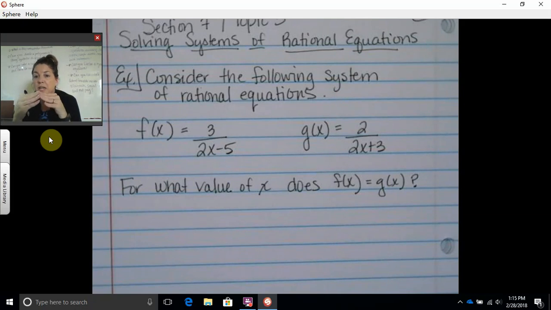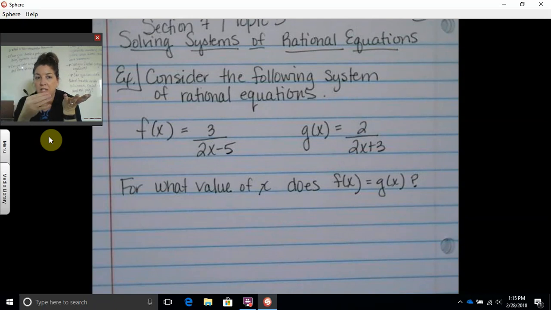So we're finding ordered pairs. On some of the directions, it just wants you to find the x value of the ordered pair. Like in this case, it just says for what value of x does function f equal function g. Sometimes it's going to want you to find the whole ordered pair. Okay, so it just depends on what the directions say. So basically, we're just solving for x.